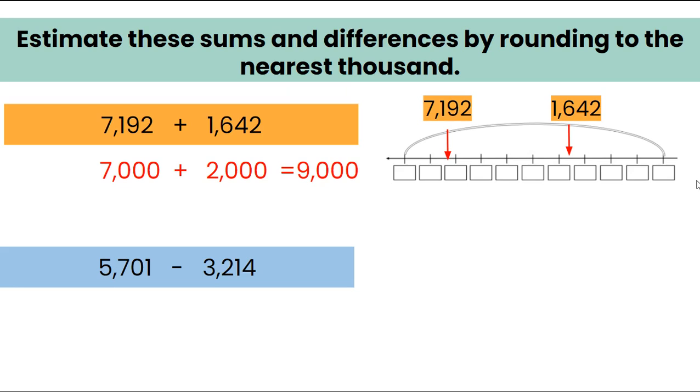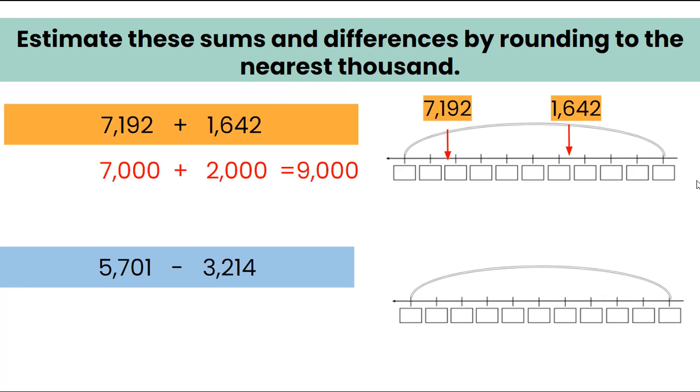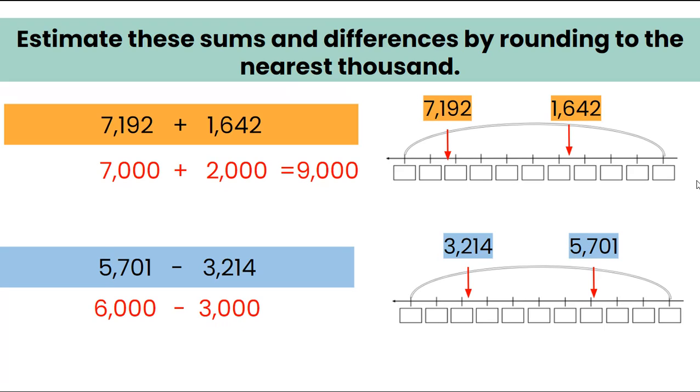It's not exactly my sum, but it's close enough to give me an idea. Let's do a difference. Instead of saying 5,701, I can round this number. I'm going to round it up because there's a 7 in the hundreds place. Instead of 3,214, I can round down to 3,000, because there's a 2 in the hundreds place. 6,000 minus 3,000, that's 3,000. I know that my answer is somewhere around 3,000.